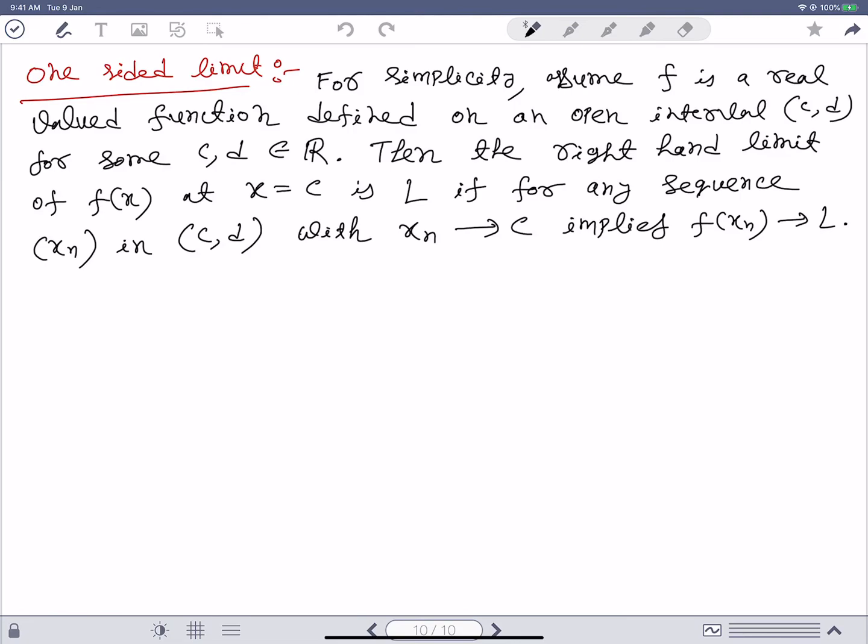Now similarly we can define the left hand limit as well. In this case we write the limit as x tends to c plus, which means the right hand limit at c, of f of x equal to L. Now similarly we can define the left hand limit, right?